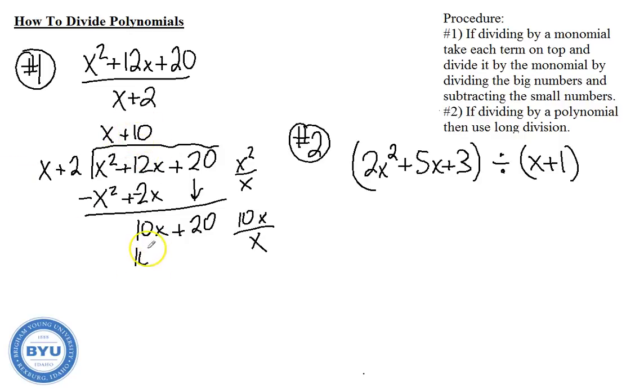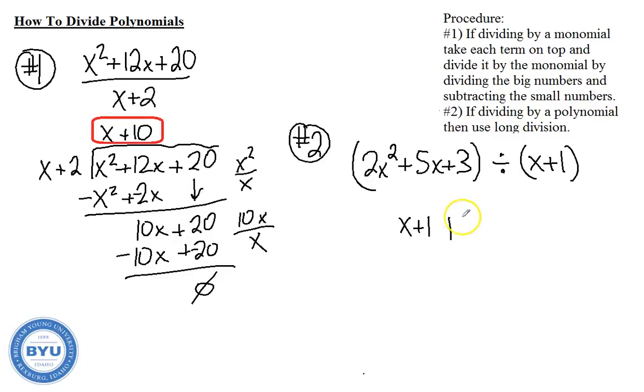And 10 times x is 10x. And 10 times 2 is plus 20. When we subtract these out, we get a 0, which means it goes in evenly. And our answer then is x plus 10. We're going to do the similar steps here.